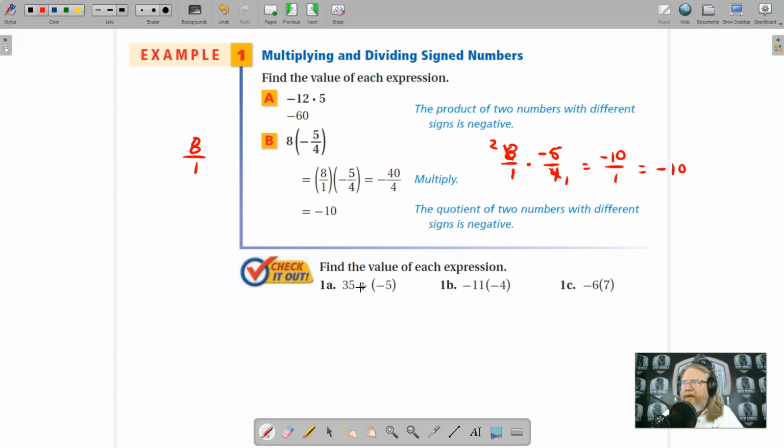35 divided by negative 5. Positive divided by negative. So what is that?